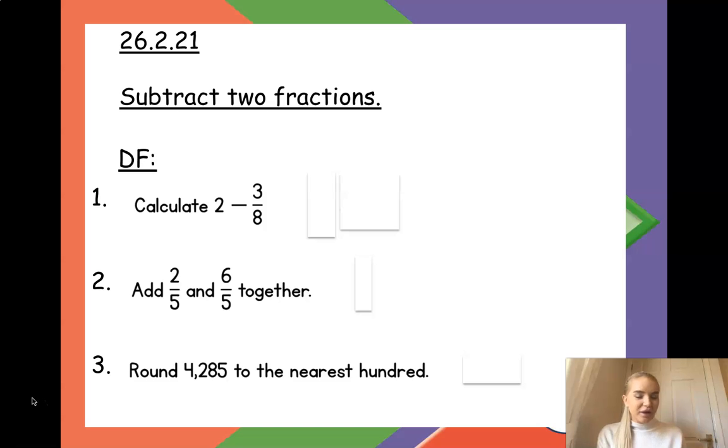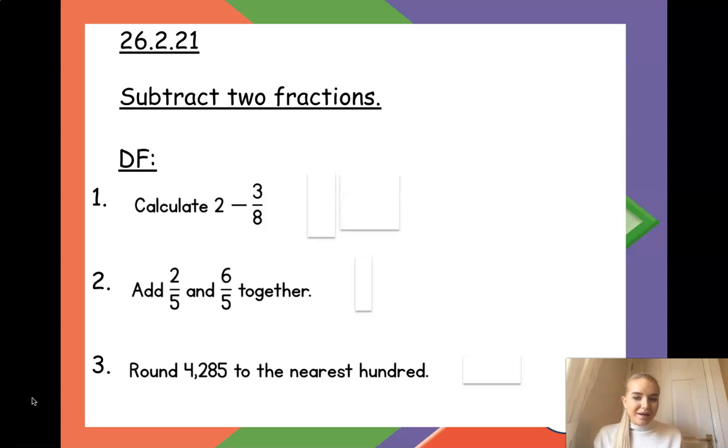In today's lesson we're going to continue with subtracting two fractions. So today you have your daily fluency questions. Can you spend no more than 3 minutes answering these please? So underneath your date and title on your piece of paper for today, can you answer the following questions? So pause the video and have a go please.